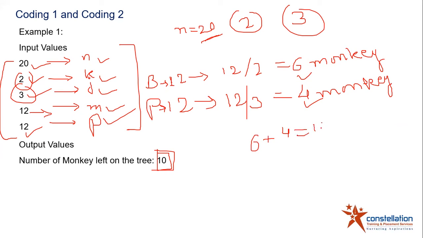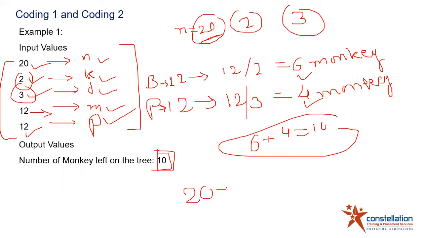Total of 10 monkeys came down, right? So how many monkeys are left? Total of 20 were there. So 20 minus 10, it became 10 monkeys are left on the tree. And this is what it is given. So see how simple it became, right?